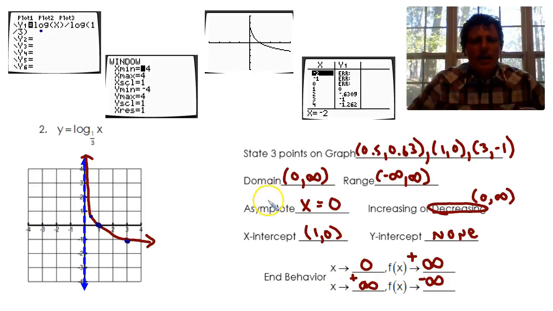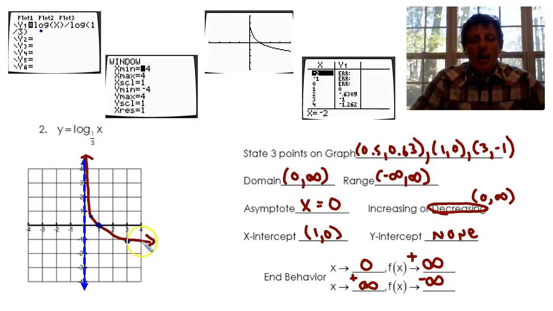Now, as far as the characteristics go, my domain is still 0 to infinity. That's all the possibilities for x, because I have no negative values for x on this graph. So they all start at 0. I do have a range from negative infinity to positive infinity. Now, this is a sticking point for some students. These intervals should always be from least to greatest. So it doesn't matter that the function is going up or down.